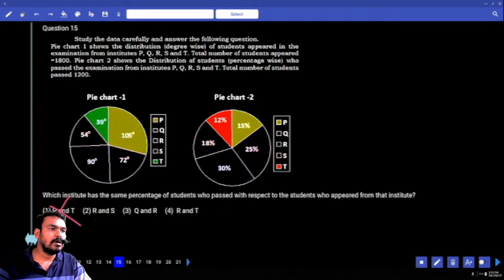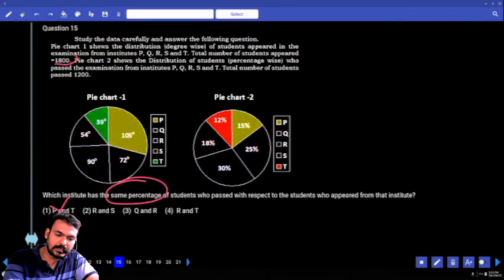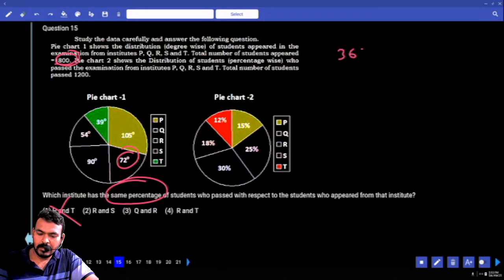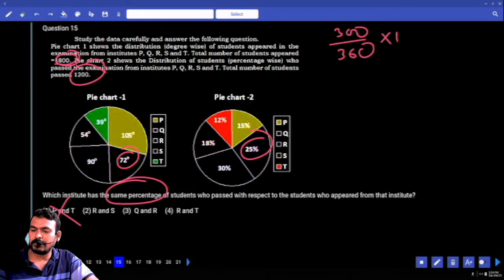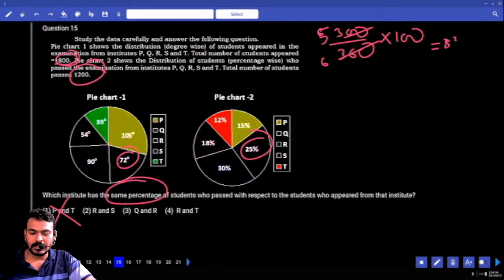What is the second option? R and S. We require the same percentage. And here the 360 degrees value is how much? 1800. Then every 1 degree is 5. 72 degrees is 360. Next, 25% of 1200 means 300. Then we write 300 by 360 multiplied by 100. It is 5 times, 6 times. 5 by 6 means how much? 83 1/3%.